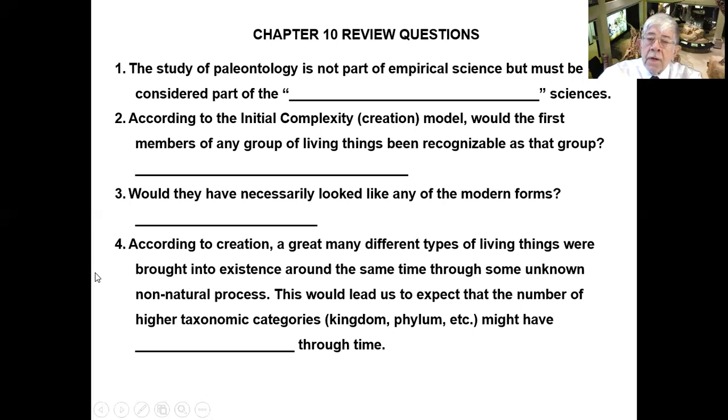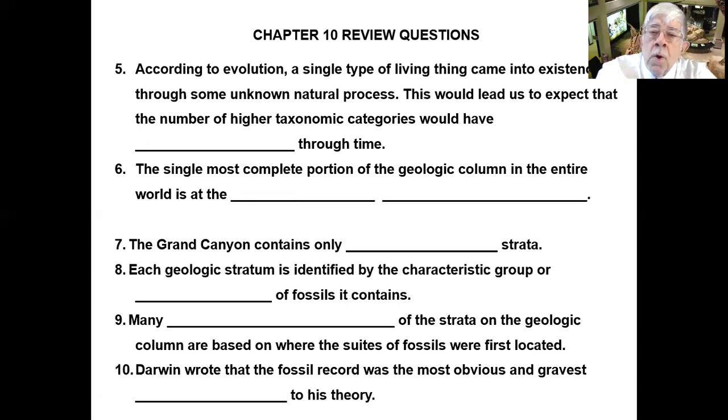According to creation, a great many different types of living things were brought into existence around the same time through some unknown, non-natural process. This would lead us to expect that the number of higher categories might have done what through time, or from rock layers from the bottom to the top. According to evolution, one single type of living thing came into existence through some unknown natural process, probably at sea level. This would lead us to expect that the number of higher taxonomic categories would have done what through time.